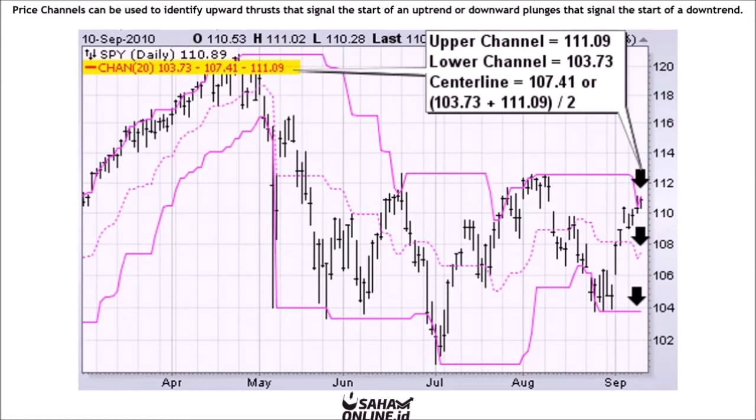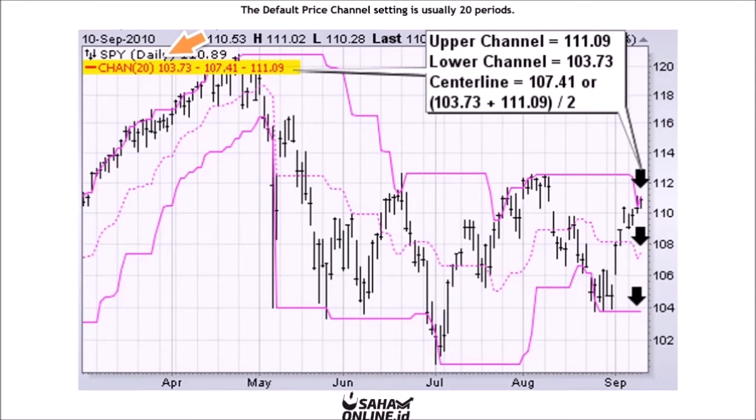Price channels can be used to identify upward thrusts that signal the start of an uptrend or downward plunges that signal the start of a downtrend. Price channels can also be used to identify overbought or oversold levels within a bigger downtrend or uptrend.